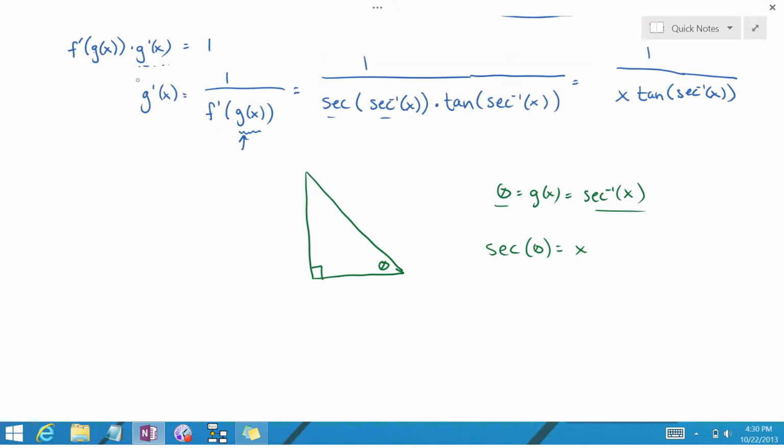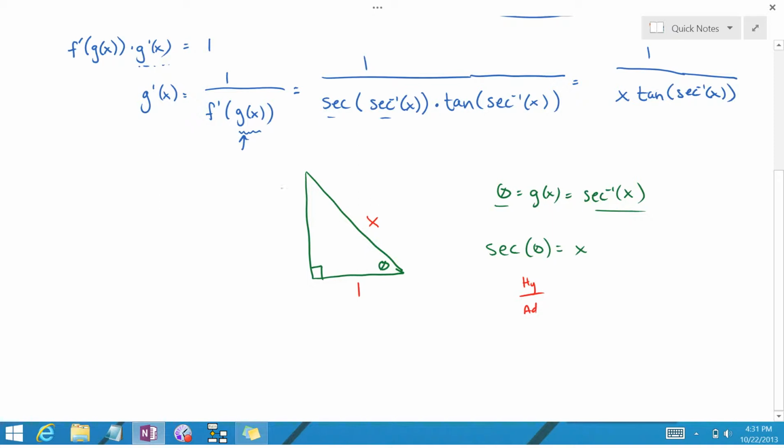Geometrically, secant is hypotenuse over adjacent, right? It's 1 over cosine. Cosine is adjacent over hypotenuse. Secant is hypotenuse over adjacent. Well, okay, there's my hypotenuse. There's my adjacent. So if I call this x and I call this 1, and by the way, that's always what's going to happen. Right now, at this point, you fill in 2 spots of your triangle.